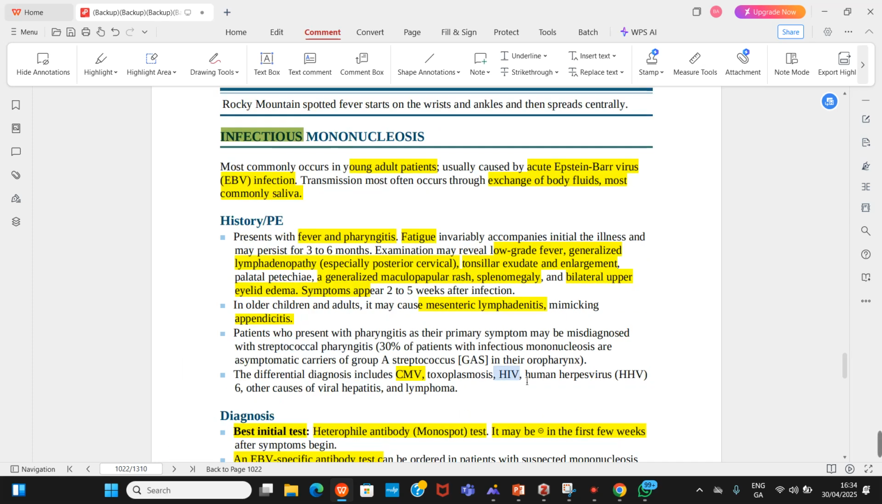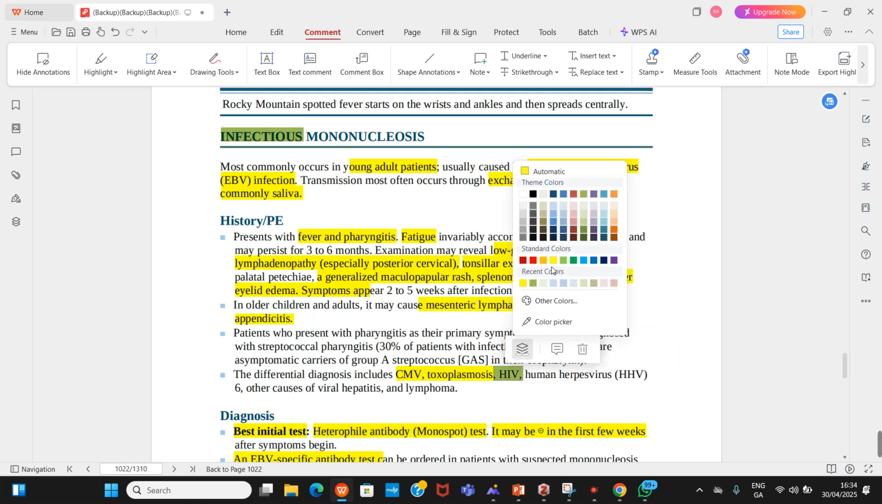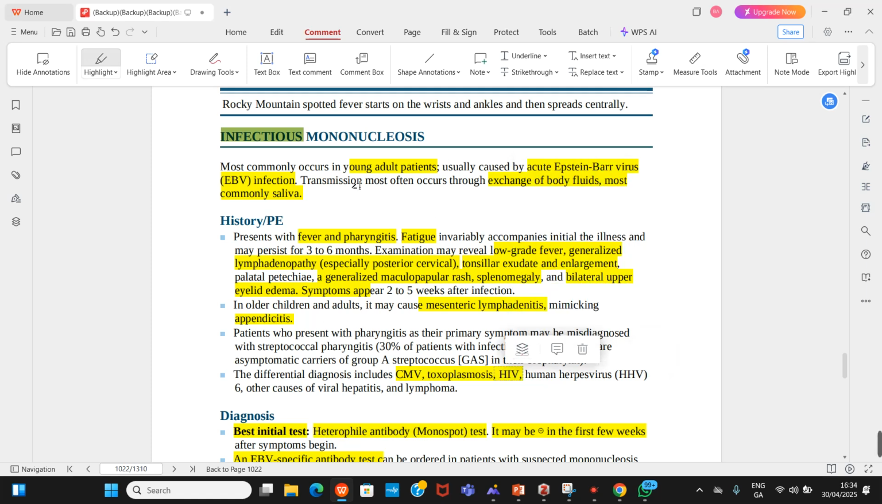HIV is another close one. HIV, CMV, and toxo are very, very important differentials. But the most important differential here is actually CMV. People with acute CMV infection can have an infectious mononucleosis-like presentation, with fever, fatigue, sore throat with exudate, hepatosplenomegaly, and maculopapular rash.